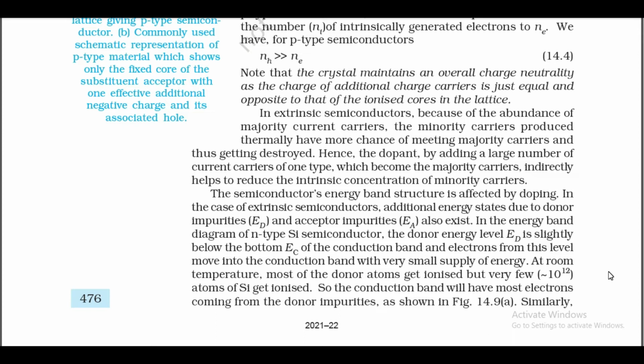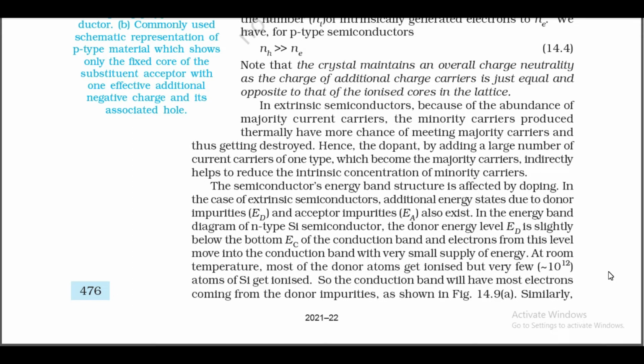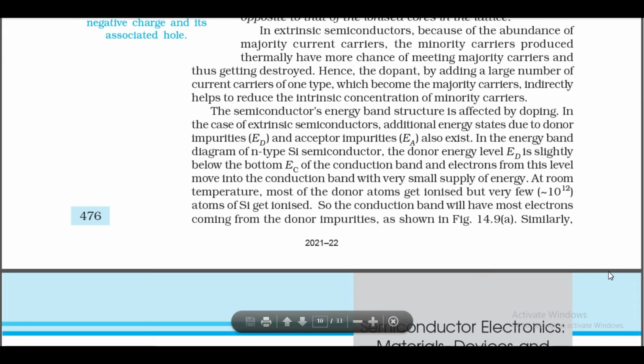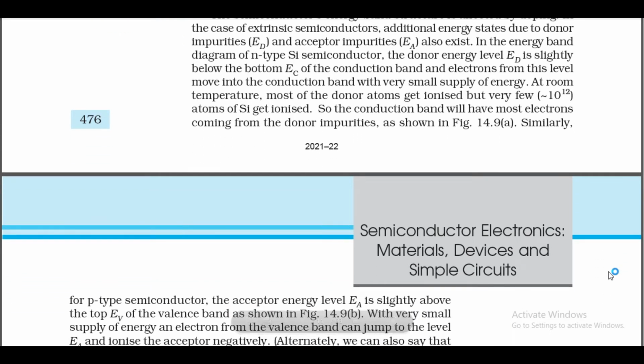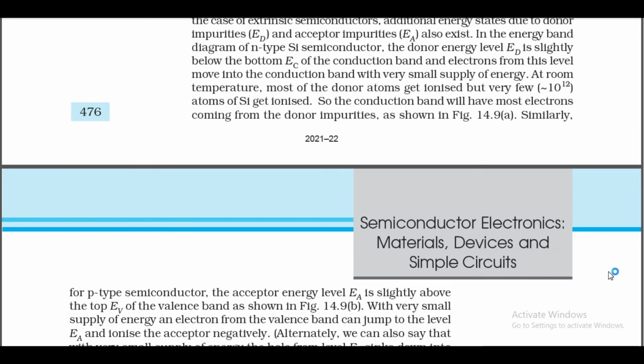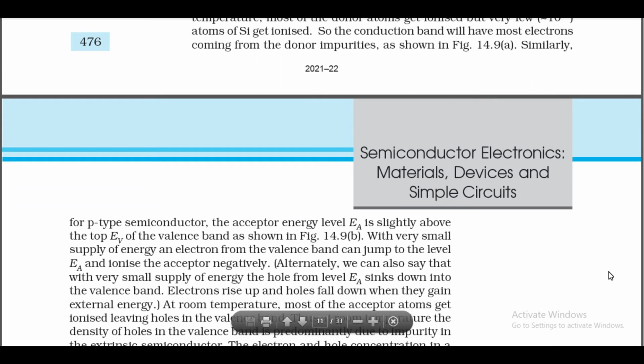In the energy band diagram of an N-type Si semiconductor, the donor energy level ED is slightly below the bottom EC of the conduction band, and electrons from this level move into the conduction band with a very small supply of energy at room temperature. Most of the donor atoms get ionized, but very few, about 10 to the power 12 atoms of Si, get ionized. So the conduction band will have most electrons coming from the donor impurities, as shown in figure 14.9a.